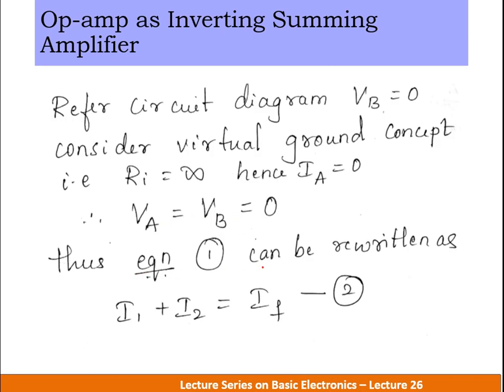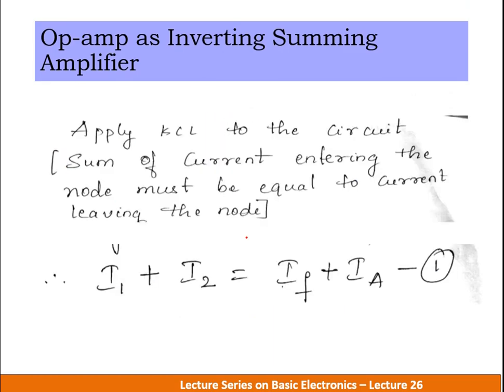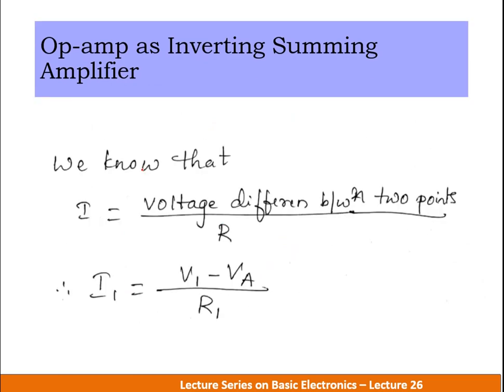Thus equation 1 can be rewritten with the IA component equal to 0, you can write it as I1 plus I2 is equal to IF plus 0. IF plus 0 is written as IF. Therefore I1 plus I2 is equal to IF. The current entering the node A can go via this path, that is I1 plus I2 becomes equal to IF. We know that I is equal to the voltage difference between 2 points divided by R.